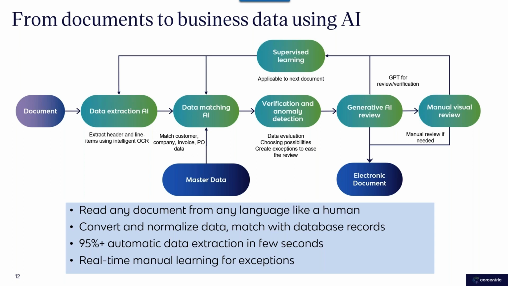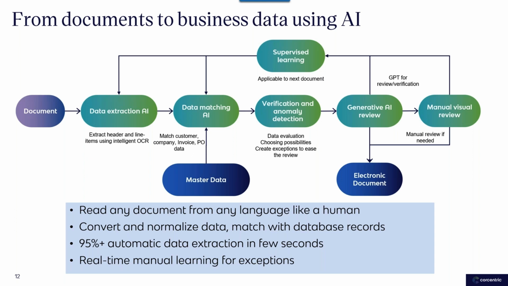In some documents, you have the header and the line items. On the PO, for example, you have to identify the customer and the company, I mean the destination of the company, etc. So what we do is we extract the data and we match it with your master data, so the customer database, the company database, etc. And then you can use a bunch of other AI to detect anomalies and verify the data. You can even use generative AI to review information, or send things to a manual review if you have an issue on a document you receive.